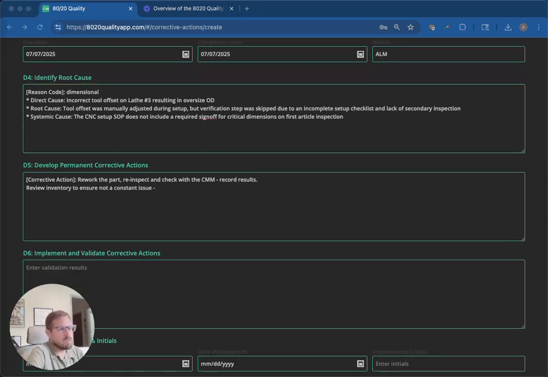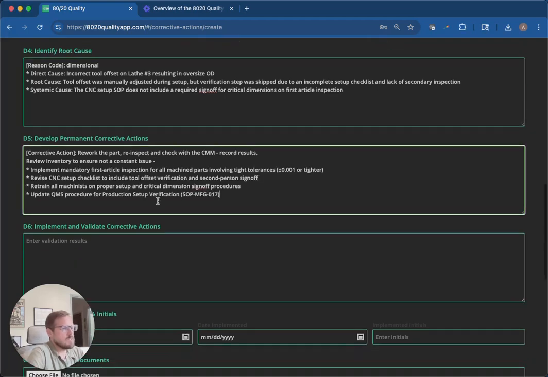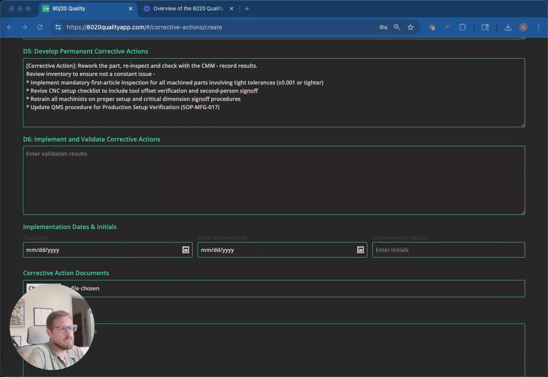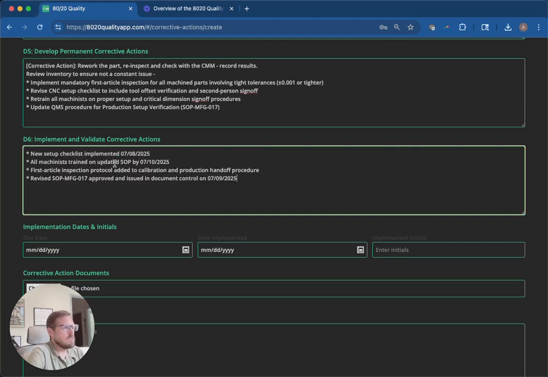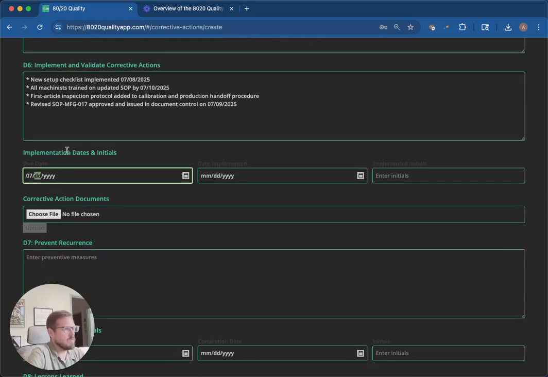Once we identify the root cause, next we're going to look at what are the permanent corrective actions that we can put in place, so we make sure that that doesn't happen again. And that takes care of part 5 of the 8D. Next we would look at implementing a corrective action. So here's the corrective action, and for us, not only do we know what we did, we're going to say, yep, we finished it on these dates, and then we close that out and say, yep, it's done.